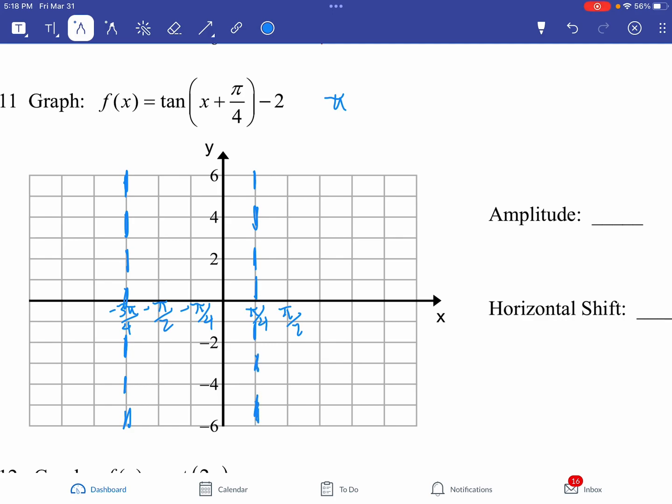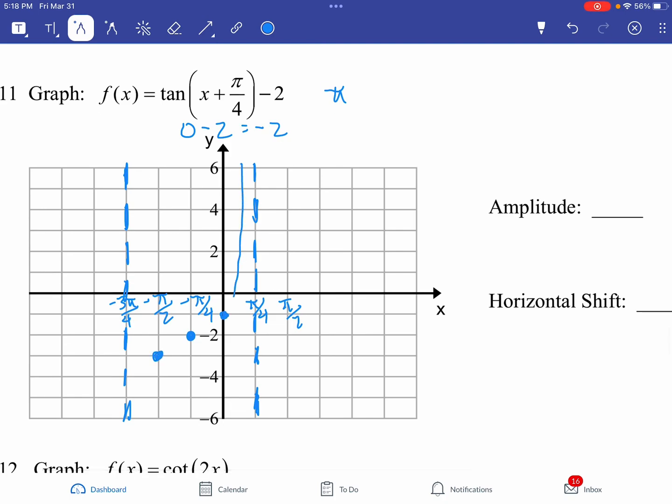Tangent starts at 0. Minus 2 is negative 2. So I'm going to start down here at negative 2. Go on up to the right, on down to the left, and there is my graph.